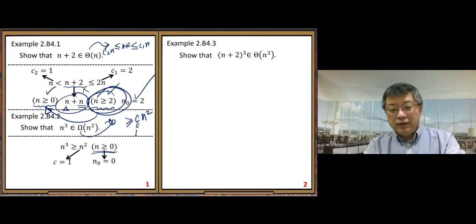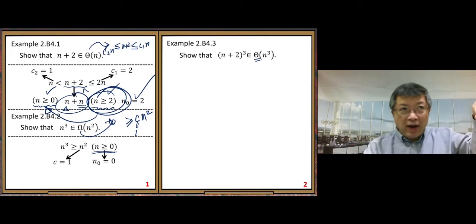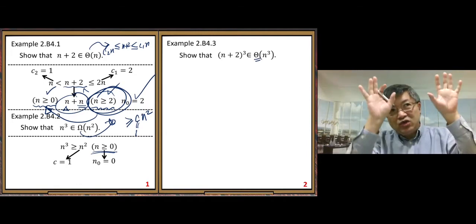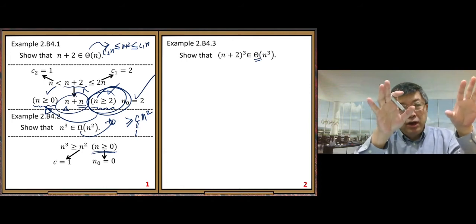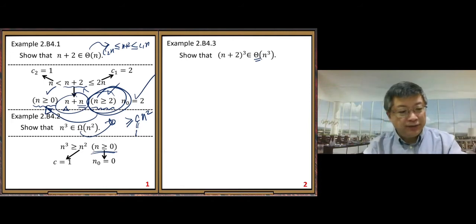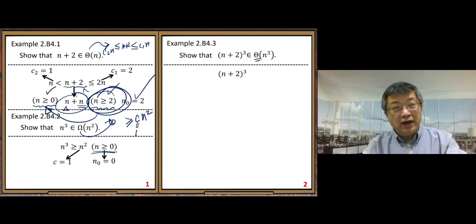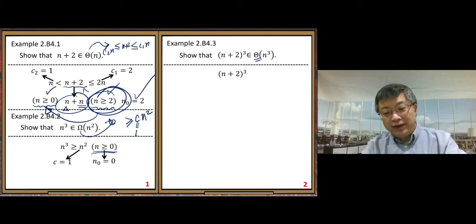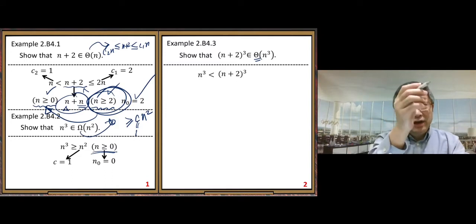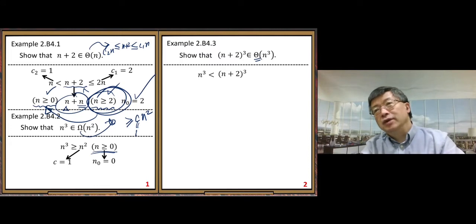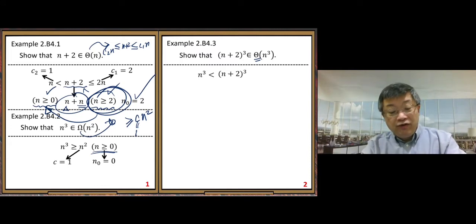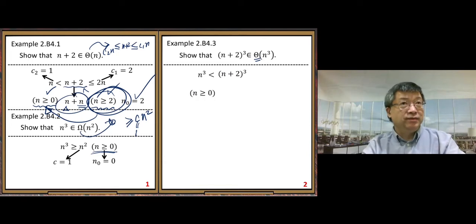The third one is a little harder than the first two. Still big theta, you need a lower bound and an upper bound. But try to use the simplest possible C1, C2. So let's do the work for the lower bound. Easy. We just remove 2. It is greater than n cubed, for the range n greater or equal to 0. So the lower bound is very easy.